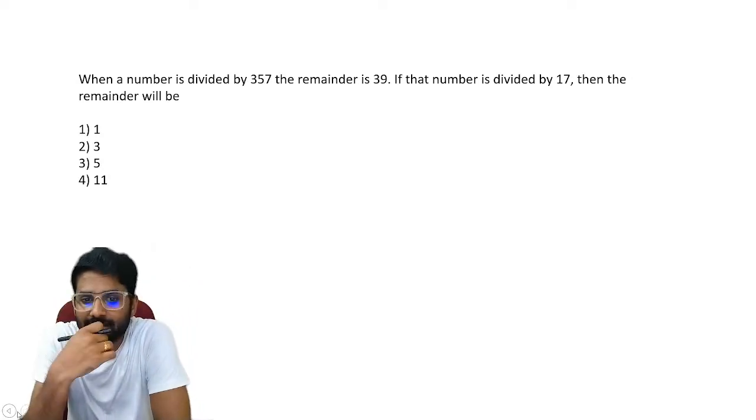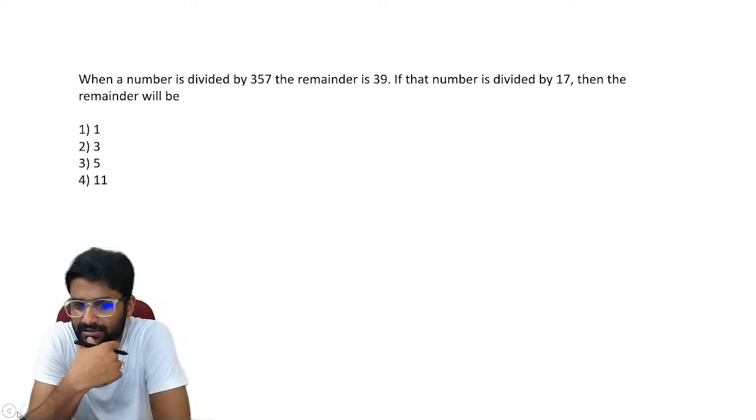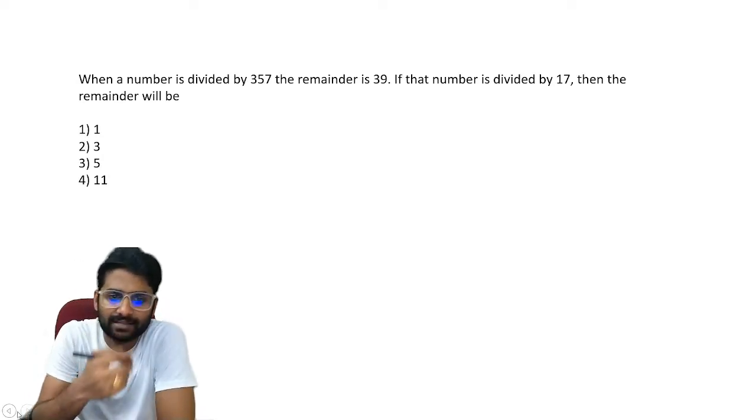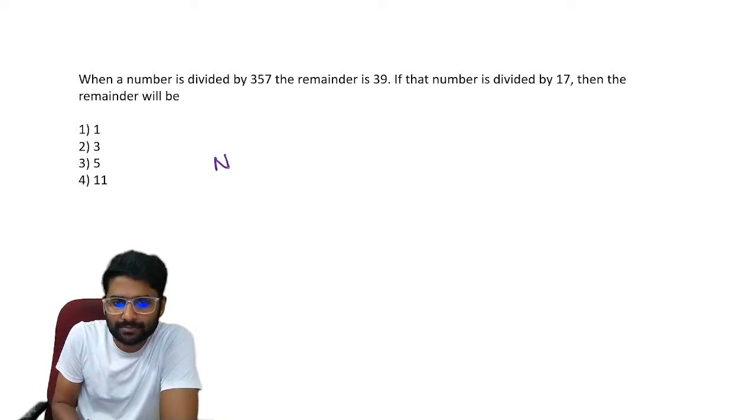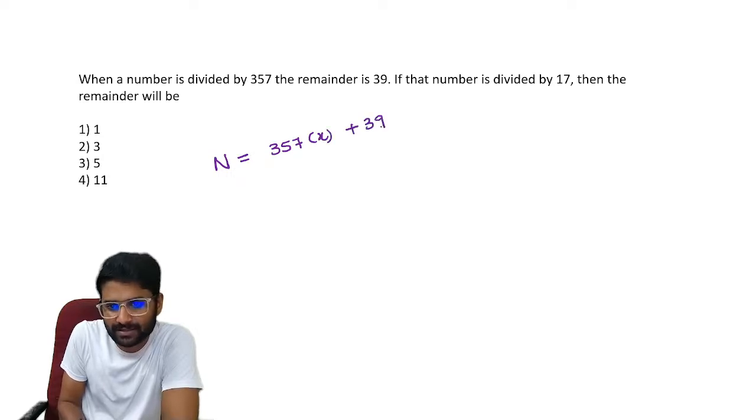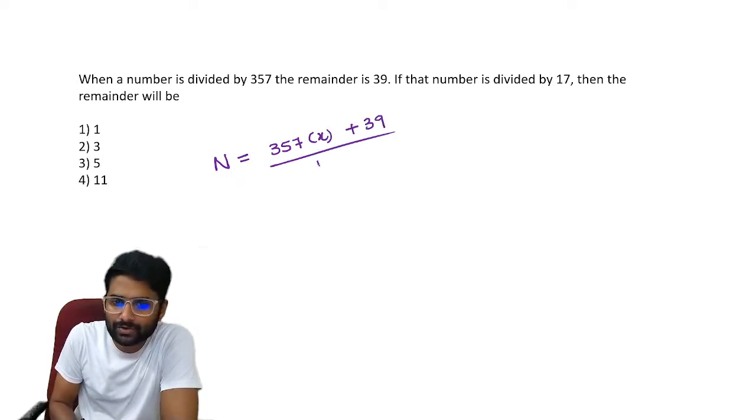When the number is divided by 357, remainder is 39. If the same number is divided by 17, then find the remainder. Here the number is divided by 357, quotient is x, remainder is 39. Now we are going to divide the same number by 17. What is the remainder?